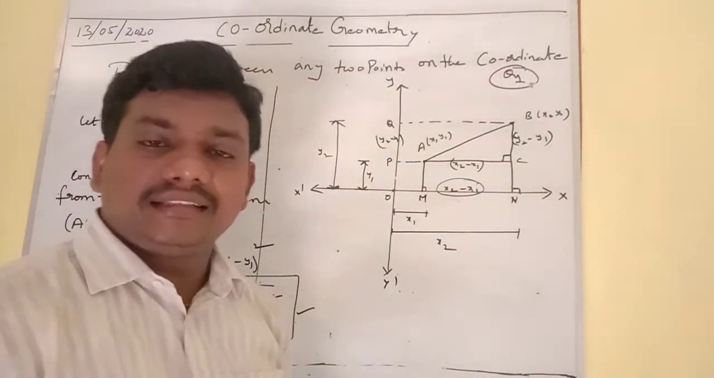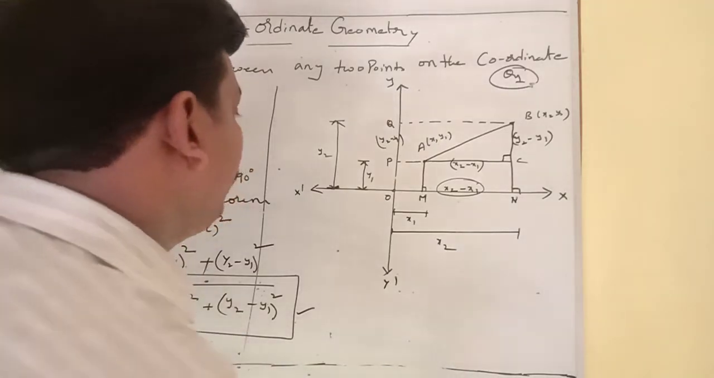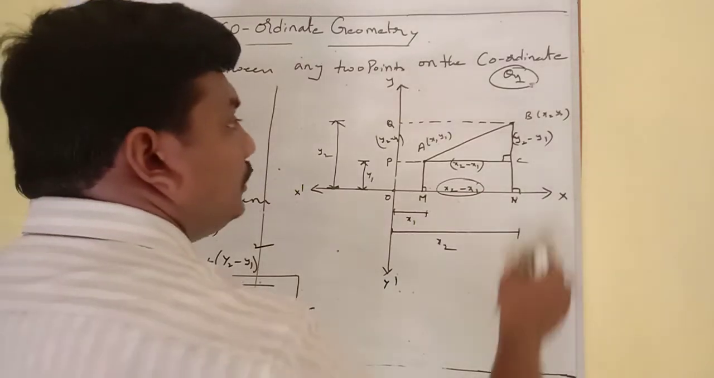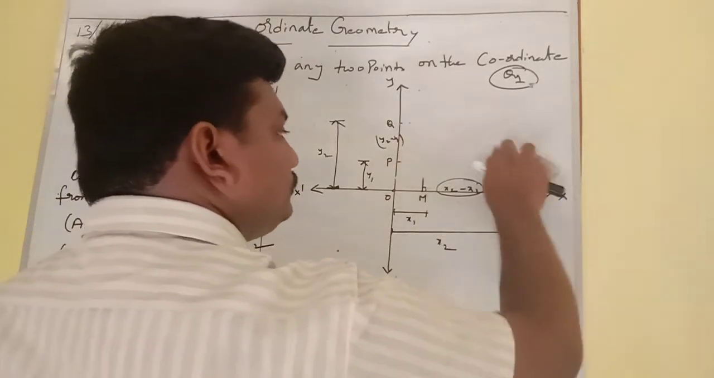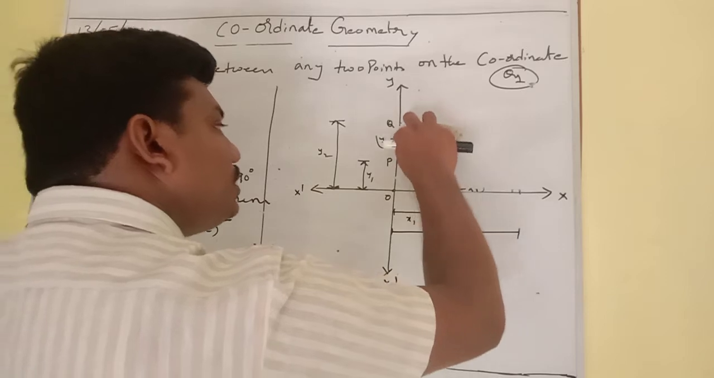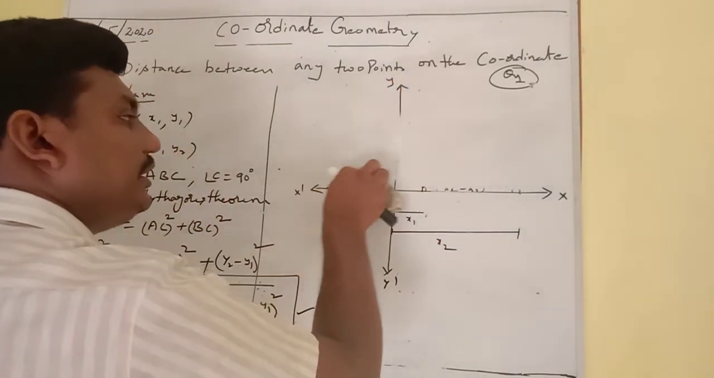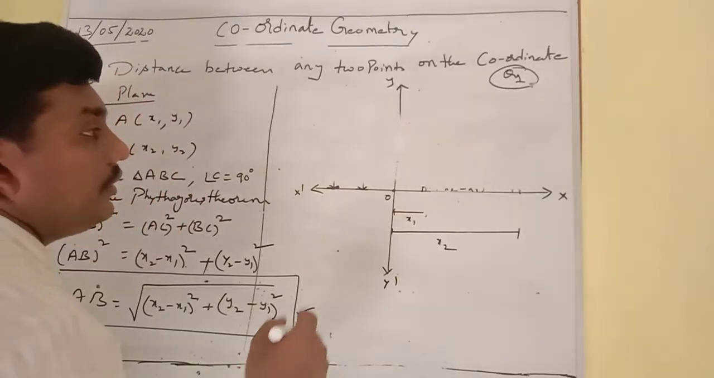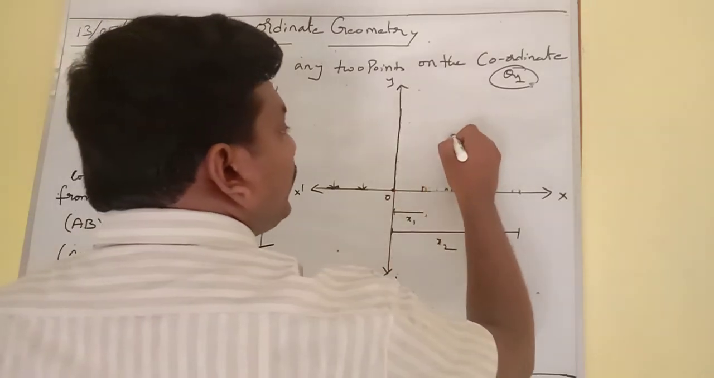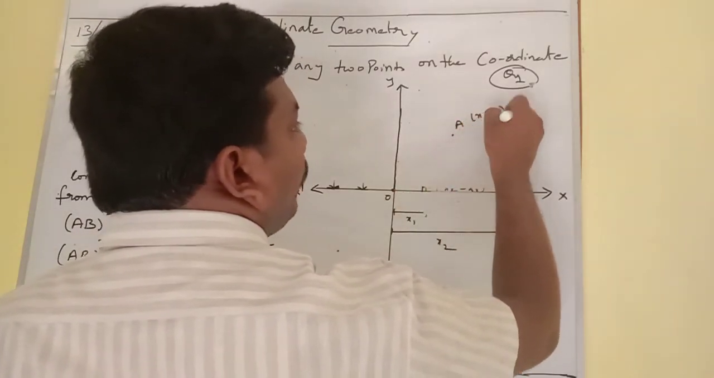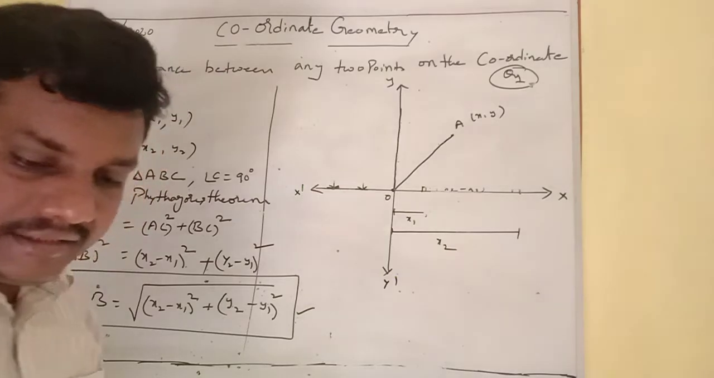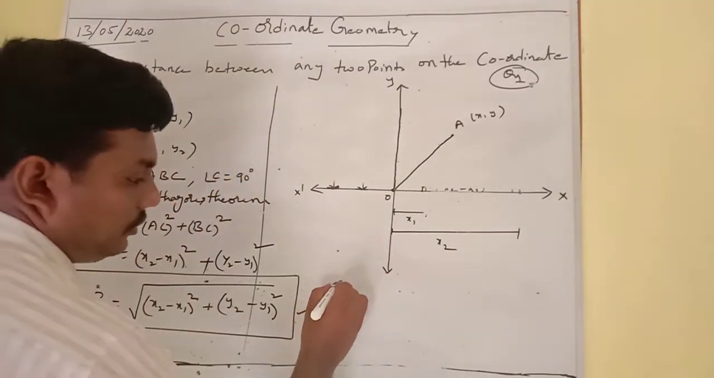Now some special cases of how to find the distance between any 2 points. Now we are going to observe this one. Consider the distance between any 2 points where one point is the origin and the other point is any point. That means the distance of any point from the origin. This is O, and you can take the other point as A, x comma y. So what is the distance between these 2 points? How to calculate the OA distance now?